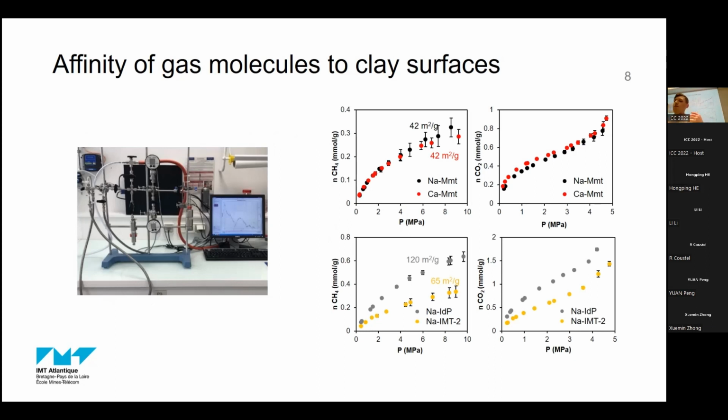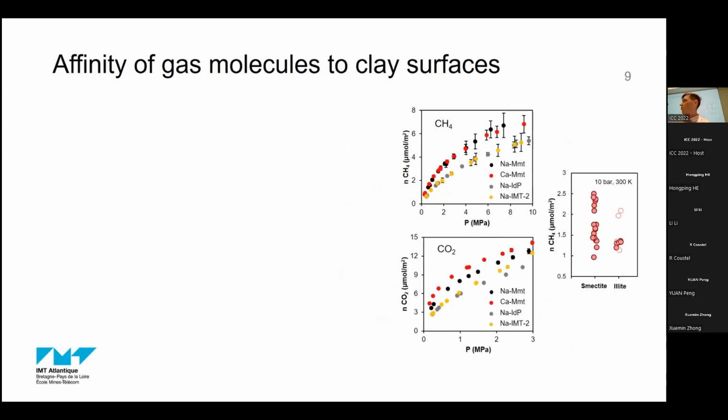So now, if we calculate the adsorption with respect to the surface area, we end up with a perfect superposition of the isotherms for smectite and for illite. And actually, you can see that they will reach the same level, but for smectite, the filling of this capacity is faster than for illites. So we can say that smectites have higher affinity to gas. And the same trend has been found in the literature. So smectites can show higher affinity than illites.